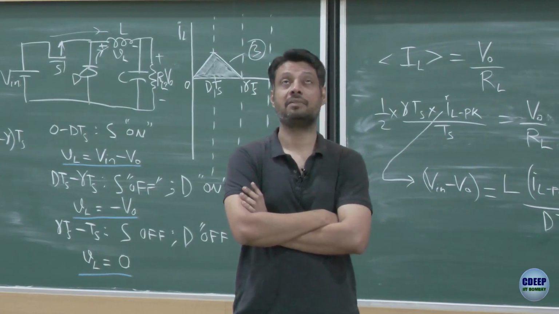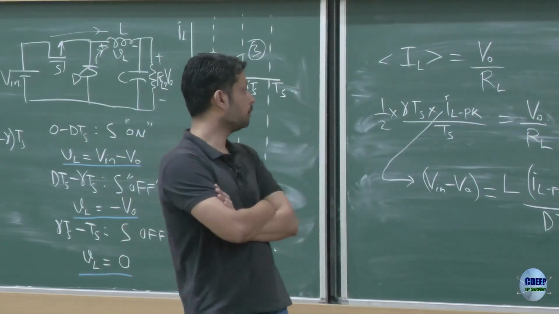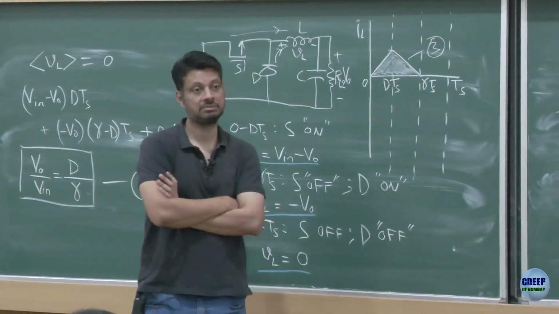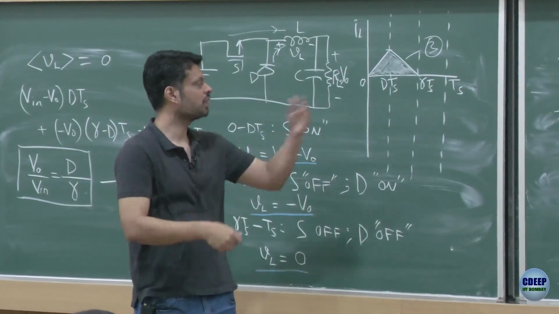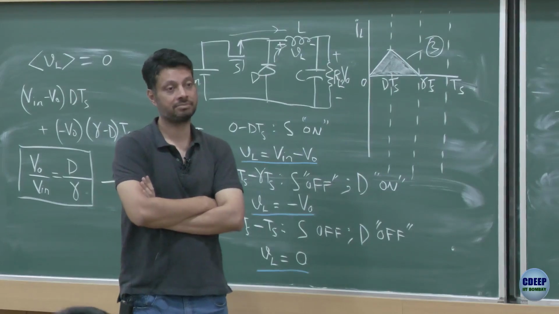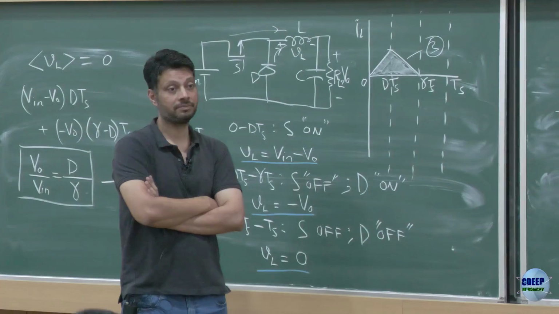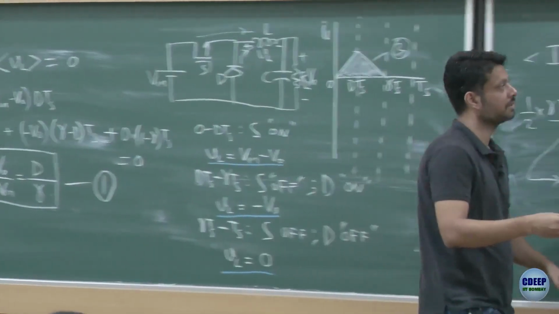If we apply very little load, that means very large resistance, gamma would approach closer and closer to D. So gamma Ts will approach DTs. If we remove RL, okay, good question. Let's look at it, since you have asked it.